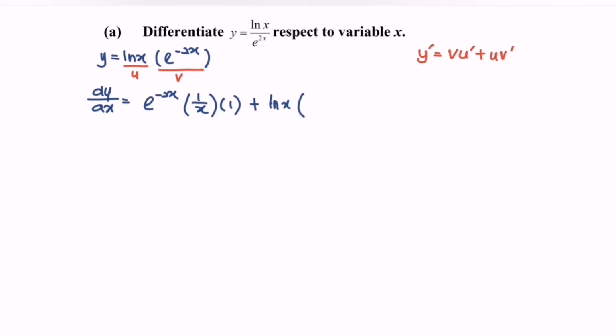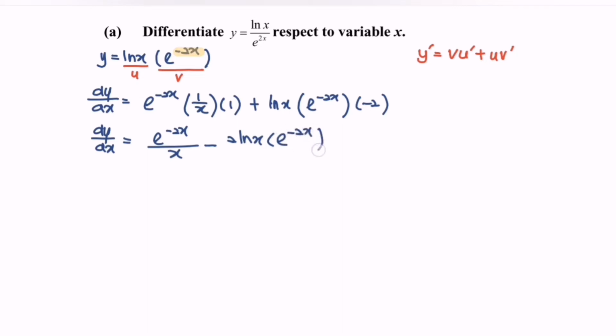Kindly differentiate e to the negative 2x. Kindly focus on the power. Differentiate the power and we will have negative 2. Rewrite the equation. So dy/dx is equal to e to the negative 2x over x minus 2 ln x multiplied with e to the negative 2x.